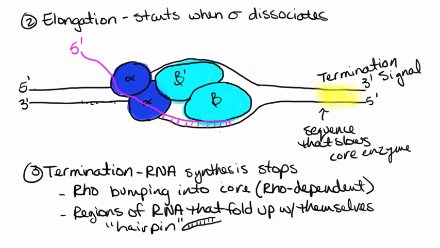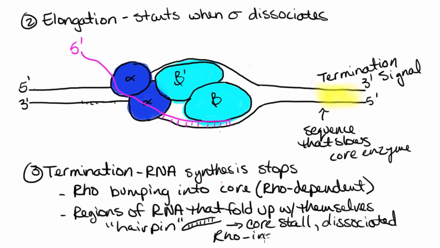What this is ultimately going to cause is this is going to cause the core enzyme to actually stall. And once it stalls, very shortly after that, everything is going to dissociate. And that would then be the end of the transcription process. That particular method is going to be called the Rho-independent termination.